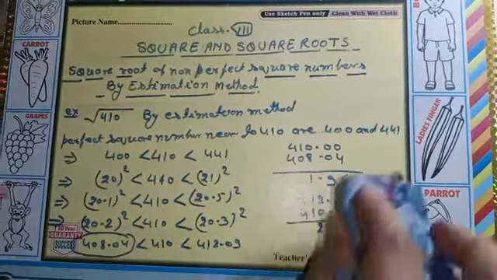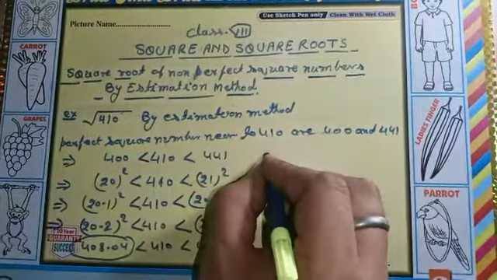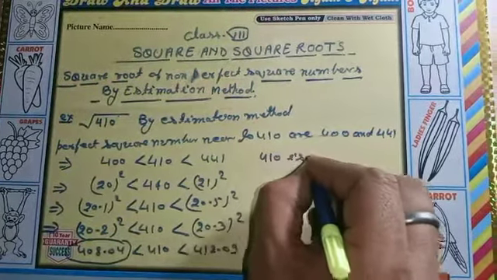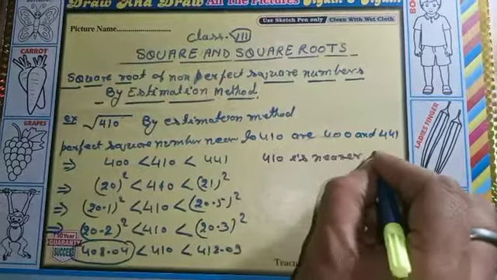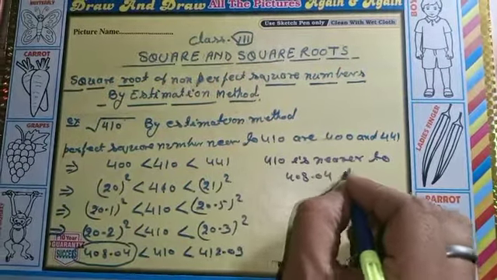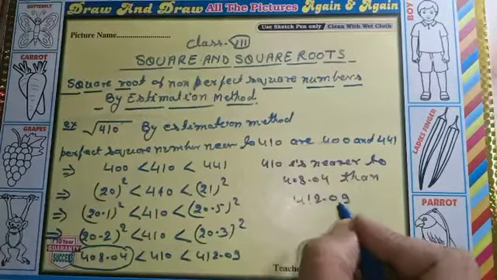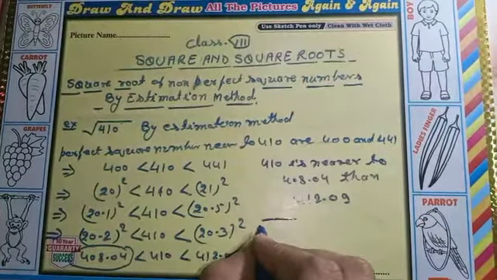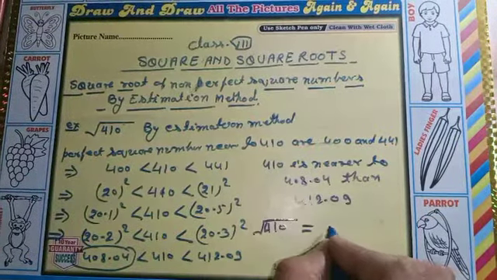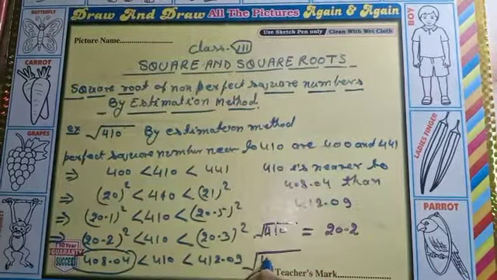So for the square root of 410, 410 is nearer to 408.04 than to 412.09. So the square root of 410 is equal to 20.2 approximately.